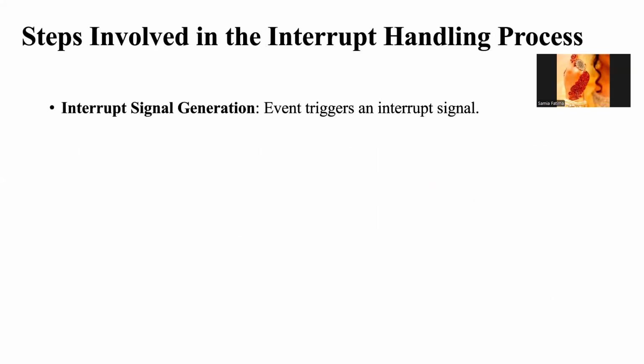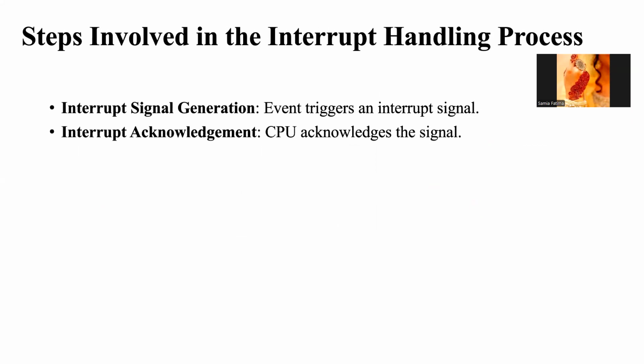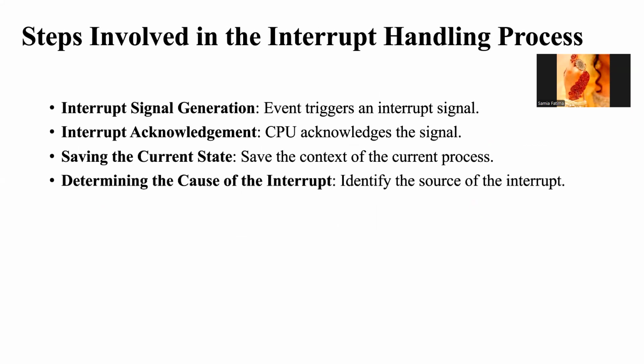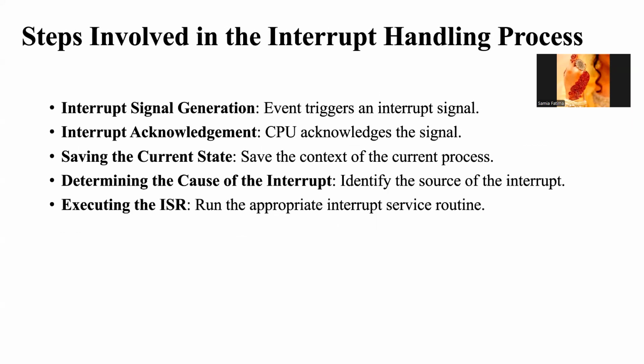There are various steps in handling an interrupt. Interrupt signal generation simply means that an event triggers an interrupt, to which the CPU acknowledges the signal, and it's called interrupt acknowledgement. The CPU acknowledges it while saving the current state of the ongoing tasks the CPU is performing. Then the handler within the CPU identifies the source of the interrupt, which is the fourth stage, known as determining the cause.